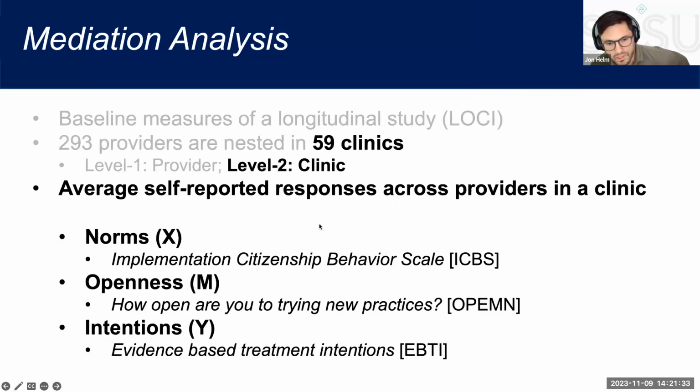All right, so for our data, to be able to do this, I'm going to look at the clinic level. Remember I said we had 59 clinics and the providers are nested in those clinics. So I've taken each of the providers in a given clinic and averaged across those providers. Every single clinic will have one measure of norms, one measure of openness, and one measure of intentions. So I'm going to have 59 rows of data, one for each clinic.